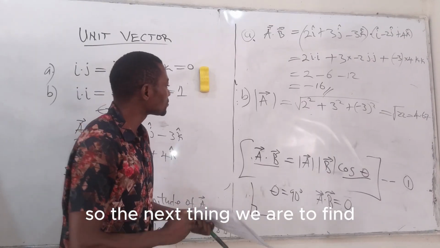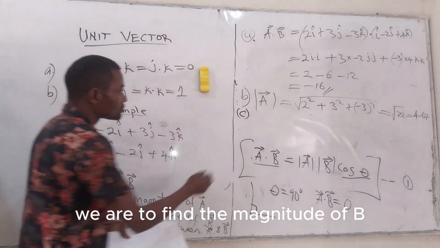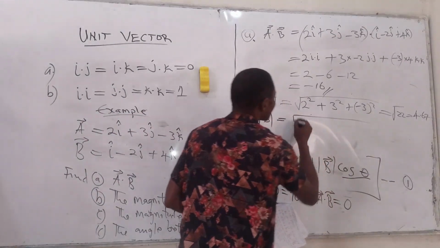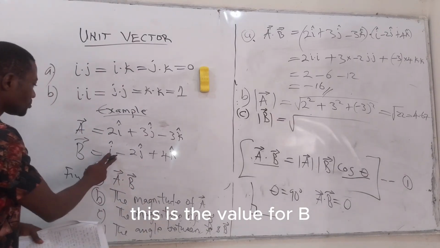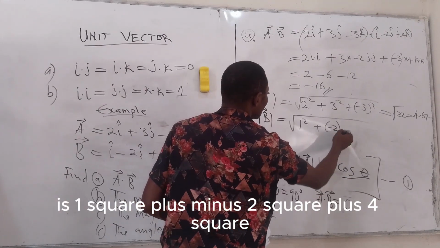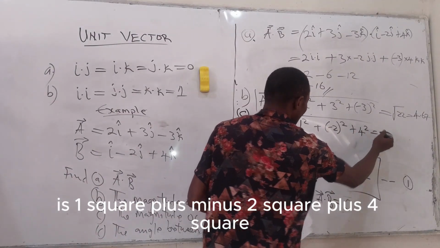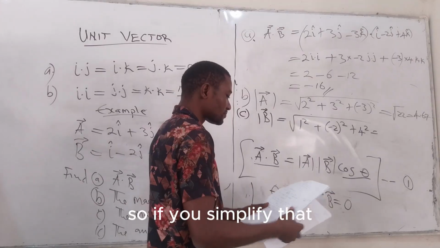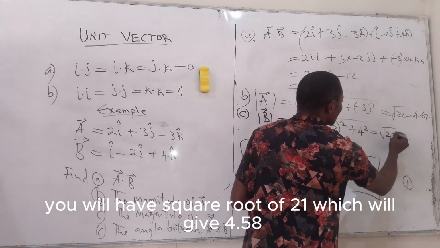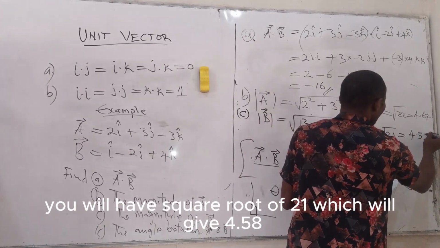So the next thing we have to find is the magnitude of B. Remember, I told us anytime we say magnitude, this is the value for B, 1 squared plus minus 2 squared plus 4 squared. So if you simplify that, you will have the square root of 21, which will give 4.58.